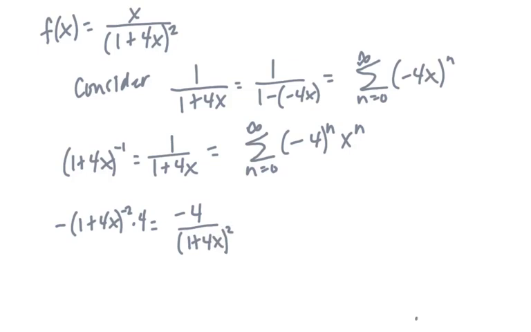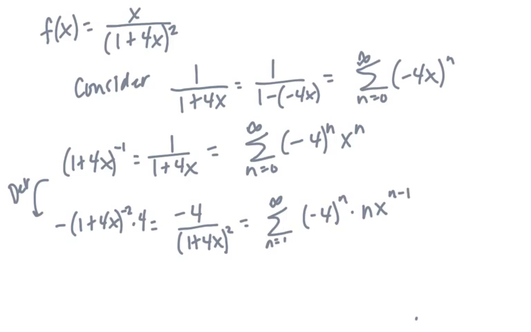Now let's differentiate the right-hand side. So here we have the derivative, differentiation. We start with the sum from n equals 1 to infinity of negative 4 to the n, and the derivative of x to the n is n times x to the n minus 1.